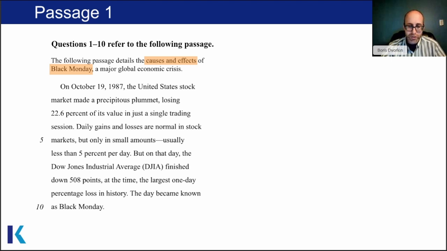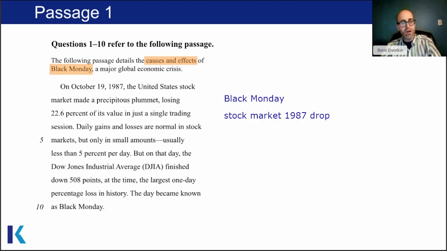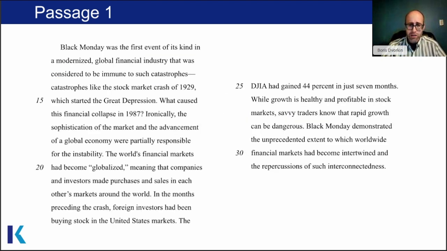It just kind of introduces you to the 1987 plummet. Guest 1740 calls it the stock market drop. Perfect. So we'll just make a little note here: Black Monday, stock market 1987 drop. And then, if a question asks you for general background information, this will be the paragraph to look at. Okay, then let's take a look at the next paragraph.